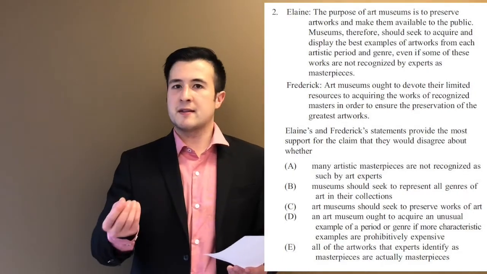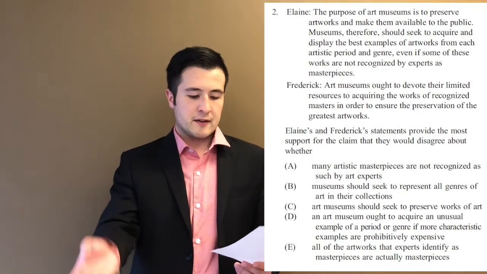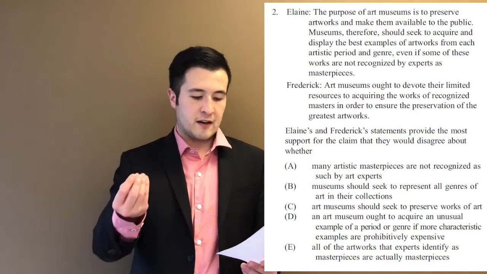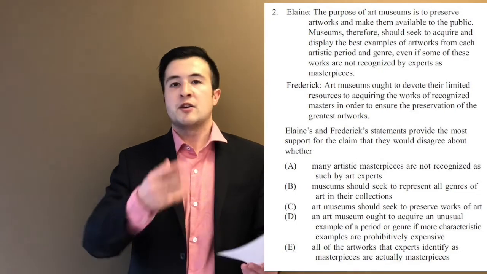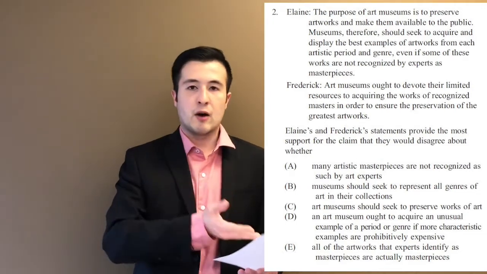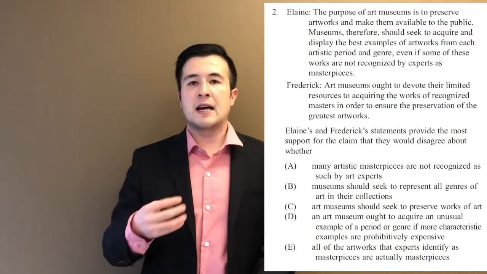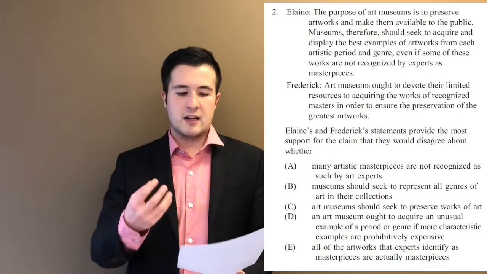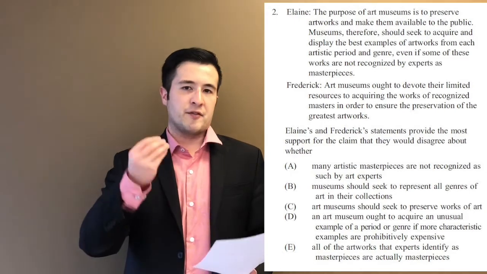That oversteps a bit because Elaine's not disagreeing that some masterpieces that are identified are actually masterpieces. She's just saying that some may be missed, so that's overstepping and therefore is out. So now we're left with B. Now B is one that isn't clearly stated by Frederick, but it's implied and therefore is the correct answer.